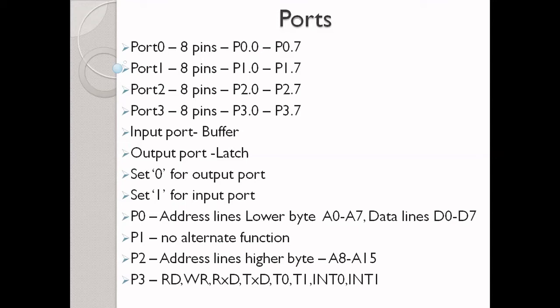So the port can be used as an input port or output port. If you set the value 1, it will act as an input port. If you set the value 0, it will act as an output port. So what is the difference between input port and output port? For the output port a latch will be available, for the input port a buffer will be available. So there are 4 ports available: port 0, port 1, port 2 and port 3.